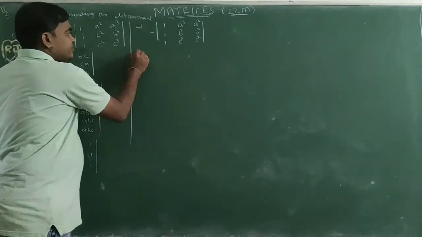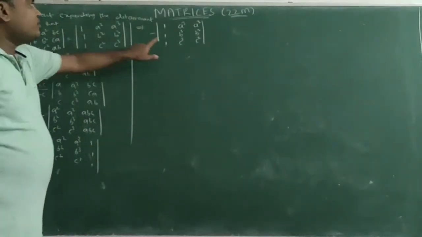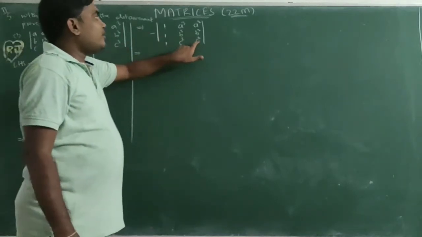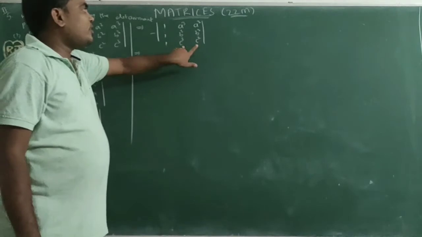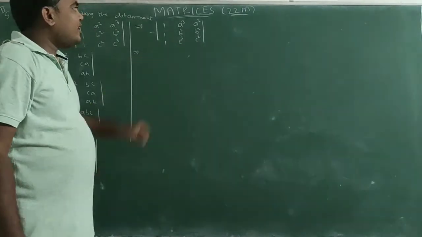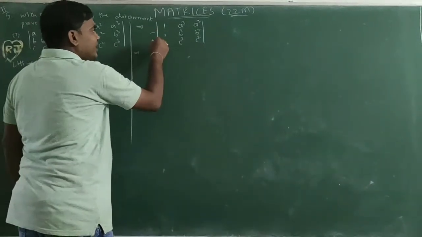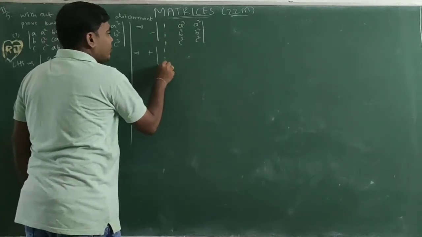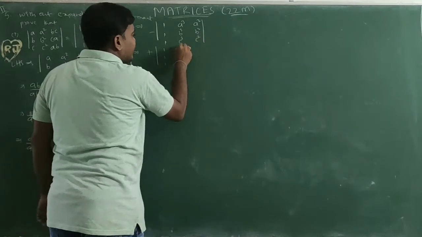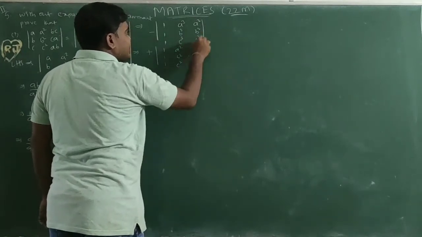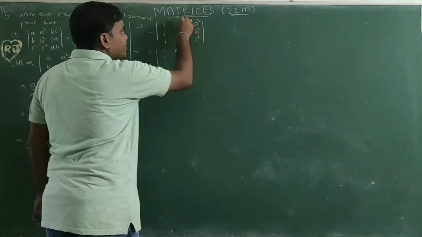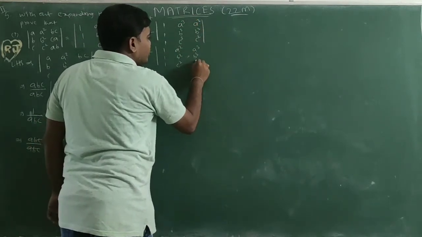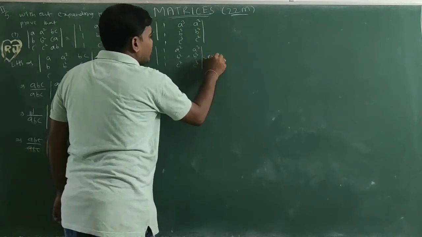Next, we got the first column 1. The second column is A square, B square, C square, but here the third column is A square, B square, C square. Again I want to interchange the second and third columns. If we interchange the second and third columns, again the sign of the determinant changes. Minus into minus is plus 1. Next A square, B square, C square: the third column becomes the second column, and the second column becomes the third column, A cube, B cube, C cube. So this is equal to the RHS.